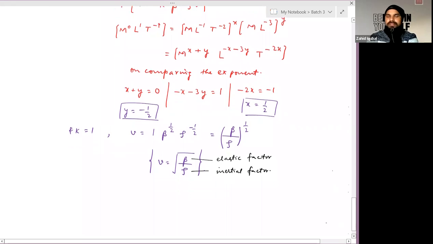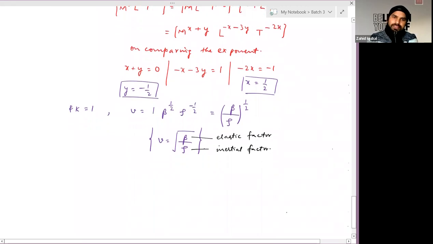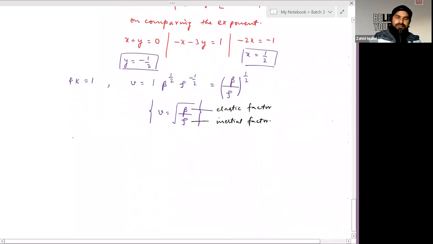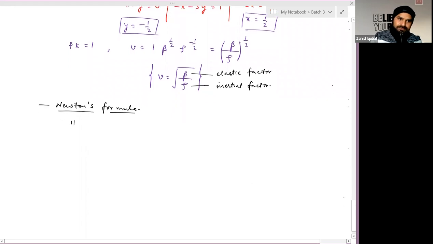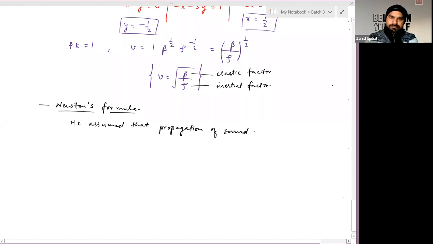Now this longitudinal wave is basically a sound wave. So related to this part, we have to transform this particular relation. The first assumption is based on Newton's formula. He assumed that propagation of sound in any particular medium will be isothermal in nature. So let me calculate related to the isothermal part.